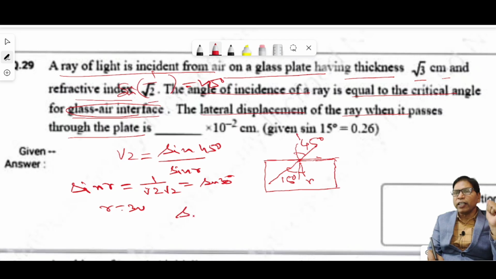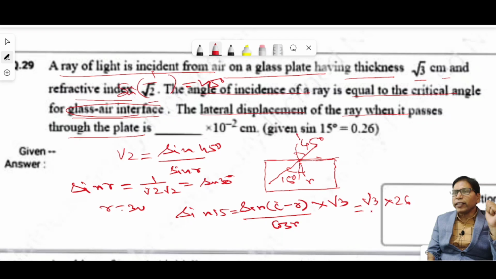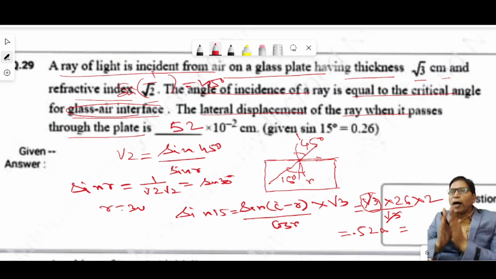Therefore, the displacement is sine 15 degrees, this equals sine of (i − r) into width √3, divided by cos r. Now, this is √3 into sine 15 degrees, which is 0.26, and this is cos 30 degrees, so this is √3 by 2. This is in centimeter unit. So, the √3 cancels out, and the displacement is 0.52 centimeter, that means 52 into 10 to the power minus 2 centimeter.